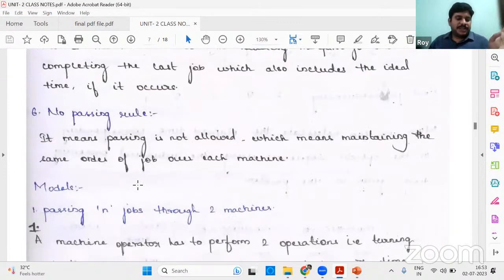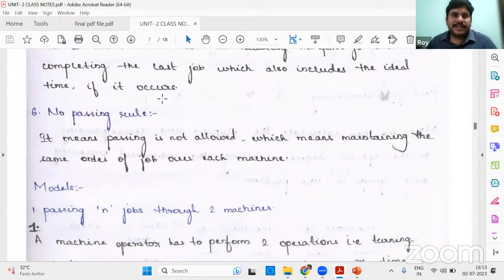Another thing is the no passing rule. This is another rule name. It means that after processing a particular product on A, I cannot decide not to send it to B and send it to C instead. There is no such option. It has to go in order, A, B, C. The sums will specify that.